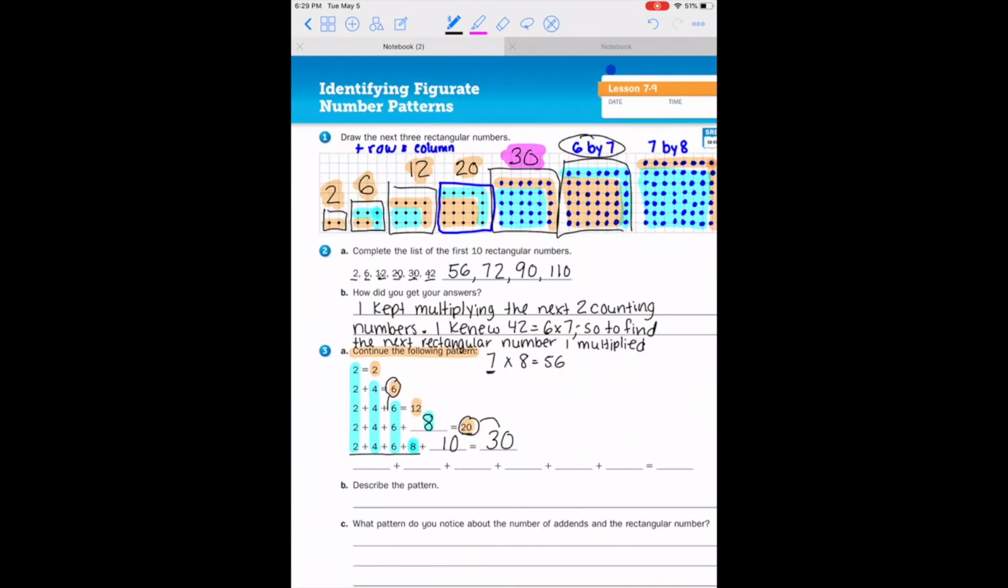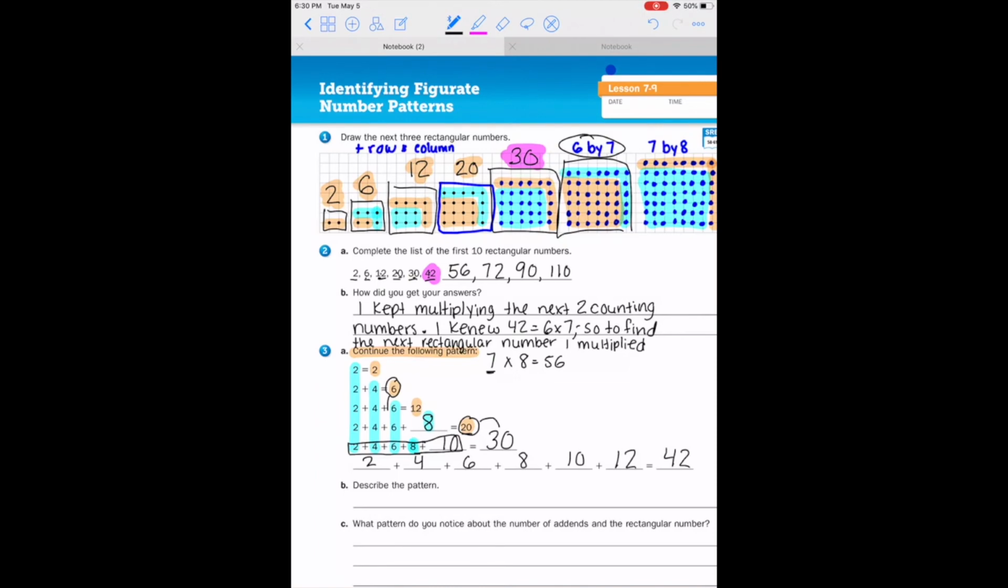Now, all of these are blank. So to continue the pattern, I have to write down all of the add-ins from before. So 2 plus 4 plus 6 plus 8 plus 10. And I know my next rectangular number is 42. So I know my total has to be 42. And if 2 plus 4 plus 6 plus 8 plus 10 equals 30, then I have to add 12 to get to 42.